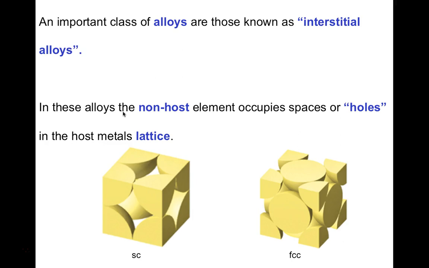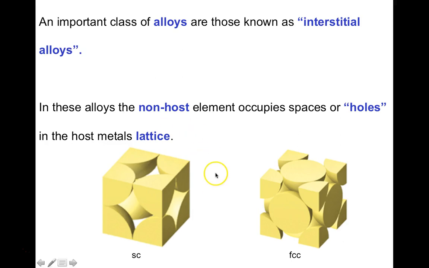And as long as the atom that is substituting is within about 15% of the radius of the other atom, then that alloy will be stable. There's another important class of alloys that are known as interstitial alloys, and in these cases what happens is the non-host element will occupy holes in the crystal lattice of the host element.